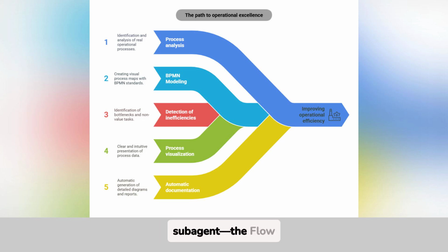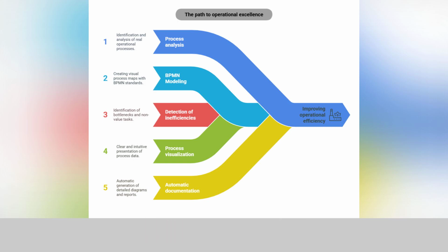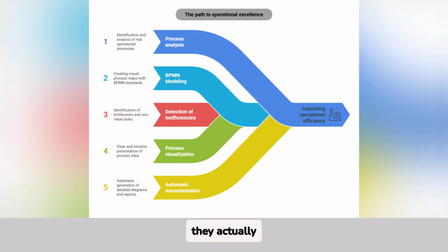First, a subagent, the flow extractor, is dedicated to observing how real processes are executed on a day-to-day basis. It detects every click, every step, every interaction, every exception. It doesn't need anyone to tell it anything. It sees everything directly from the system. So, it doesn't work with the ideal process we have drawn on the wall, but with the real one, the one that happens day after day, with its errors and shortcuts. Exactly, and that's its greatest advantage. It's not based on how we think things work, but on how they actually work.